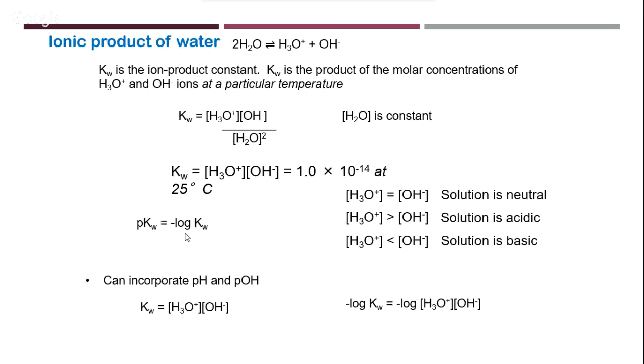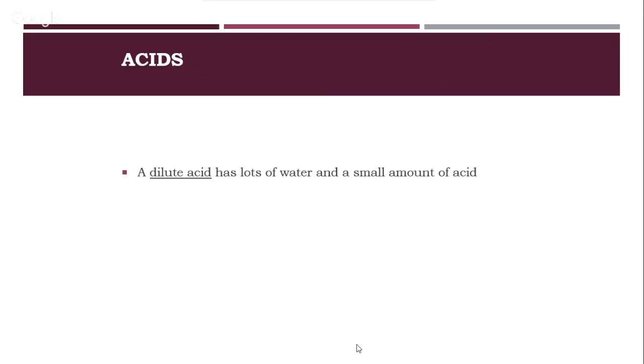Now incorporating the same pKw value, we get minus log of Kw is equal to minus log of this, and therefore pKw is equal to pH plus pOH. We'll see what pH and pOH are shortly, but just remember this equation for the time being: pKw turns out to be pH plus pOH, and their value is equal to 14 at 25 degrees Celsius. Now, a quick revision.